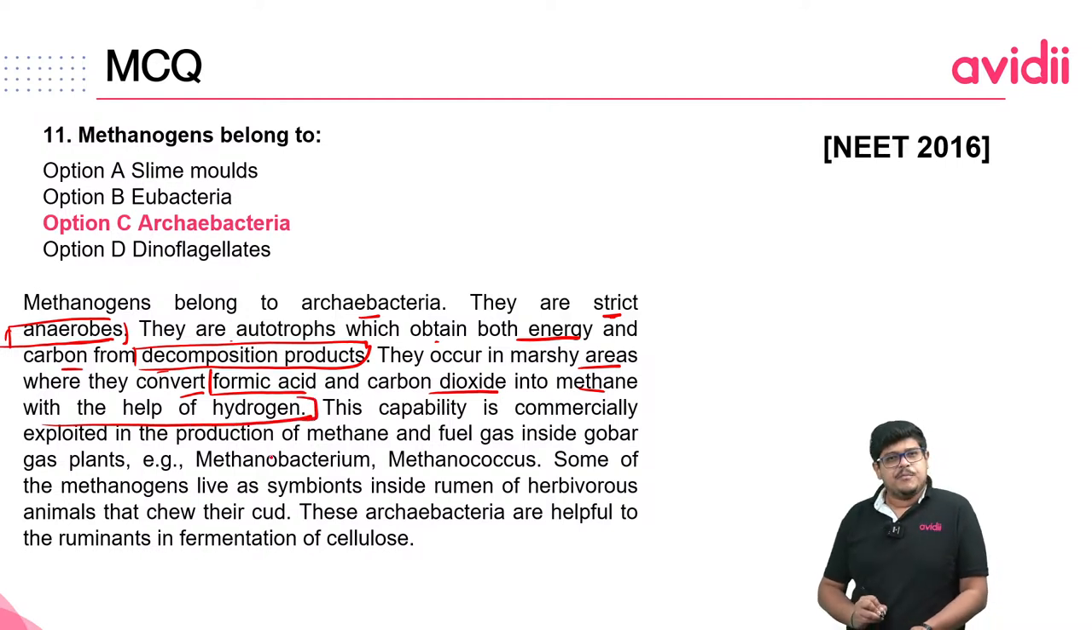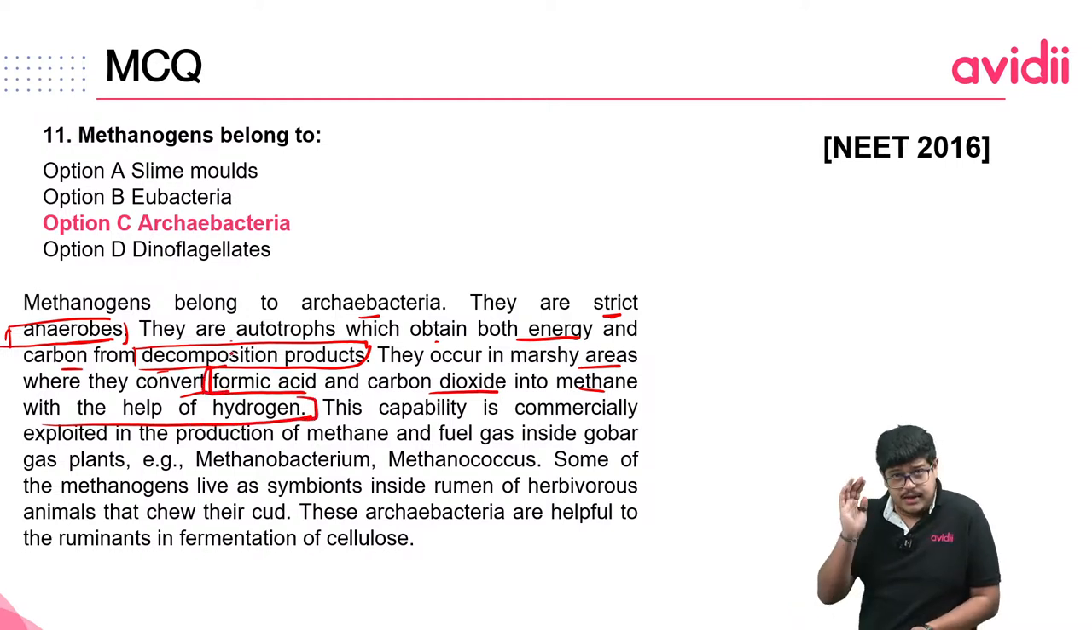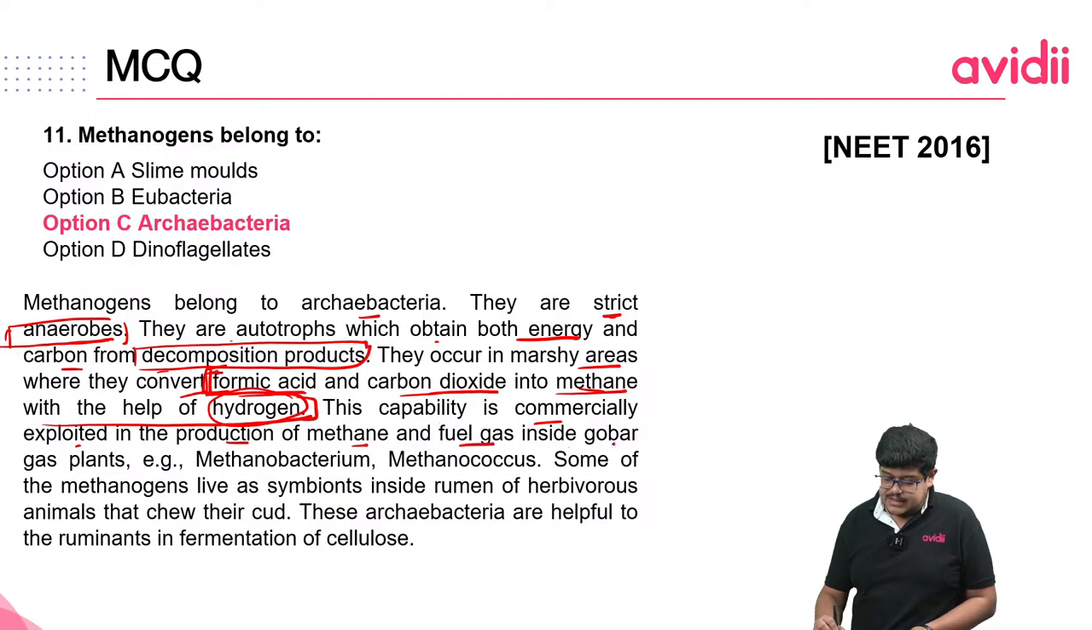Those who are taking the screenshot, they can take the screenshot and mark this line, or those who are making notes, that yes, in marshy areas they are converting the formic acid and carbon dioxide into methane with the help of hydrogen. This capability is commercially exploited in the production of methane and fuel gas inside the gobar gas plant.